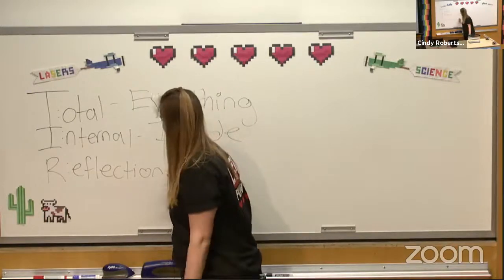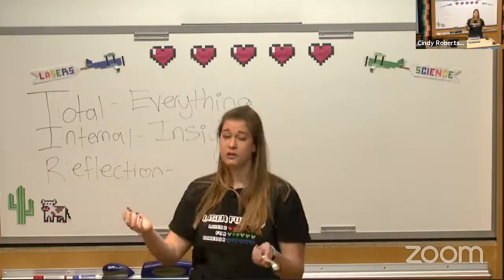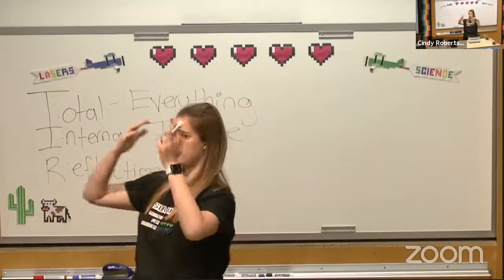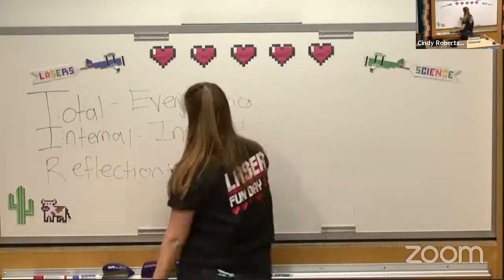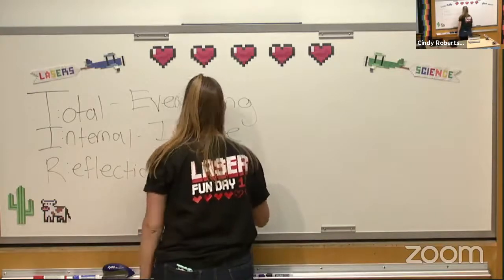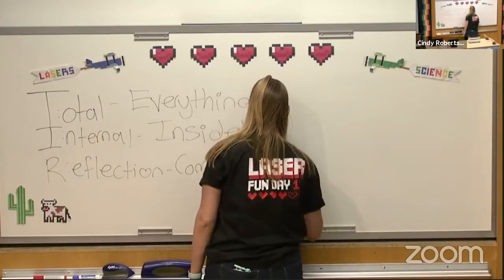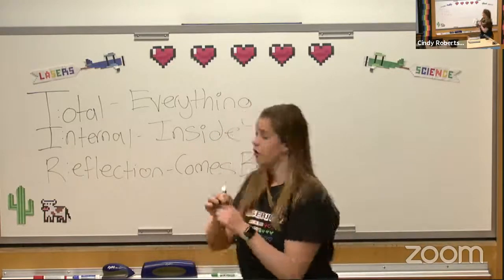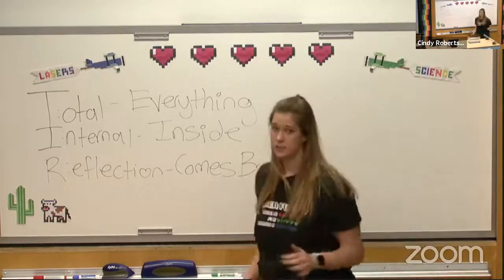And then we have reflection. Reflection isn't as straightforward, right? When I think of reflection, I think of a mirror. I wake up in the morning, throw my hair up in a ponytail, and whatever I am looking at, that image is coming back to me. So we're going to say reflection comes back. Okay, so total internal reflection means everything inside comes back. That's the idea that we're going to go with.